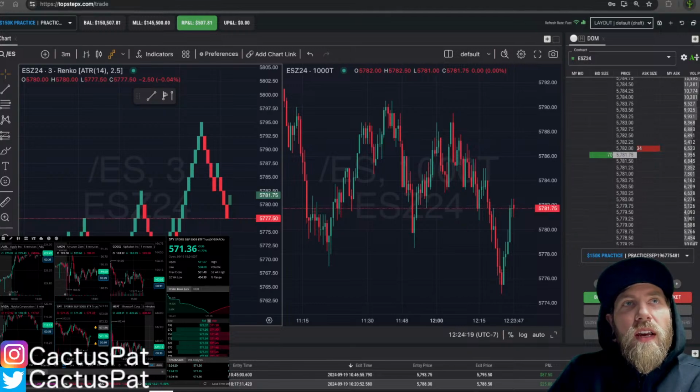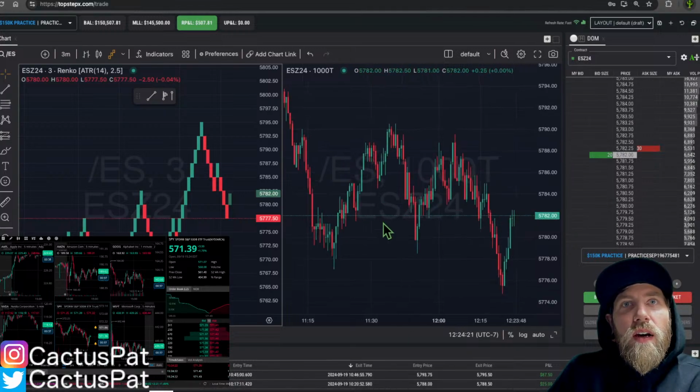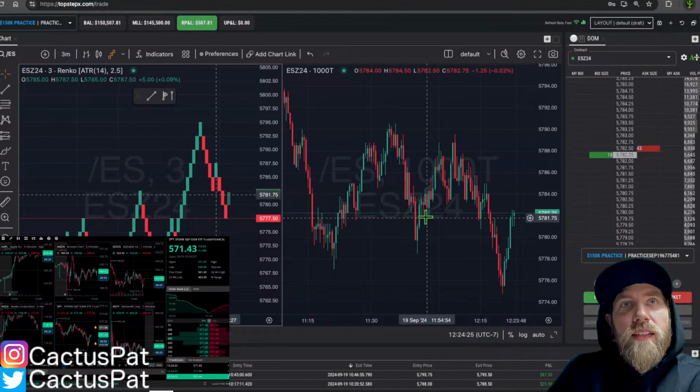Now, again, what we're looking at here is Top Step futures. On the left side, I have the Renko chart. Right side, I currently have 1,000 ticks.